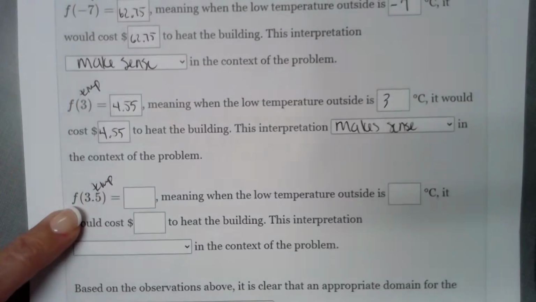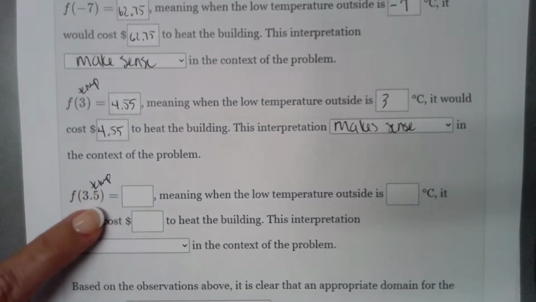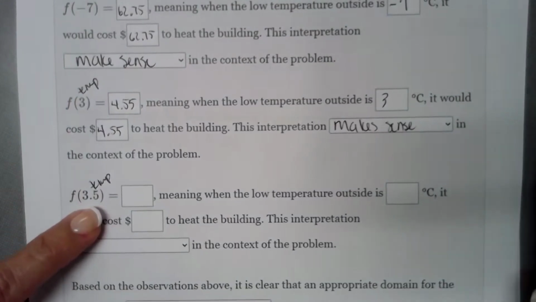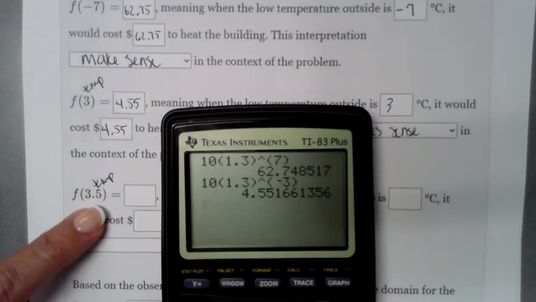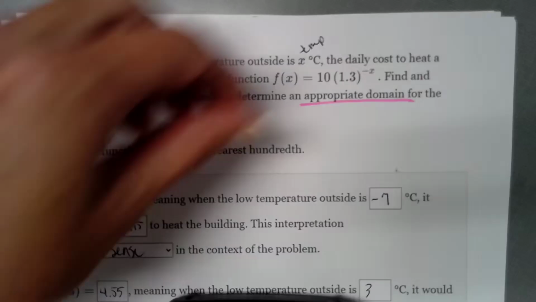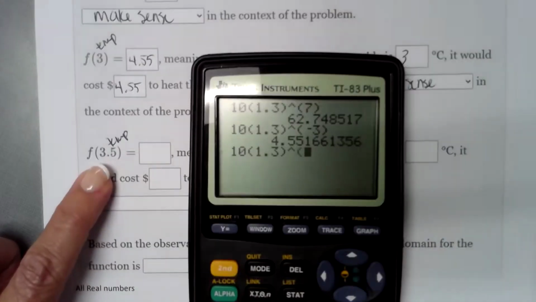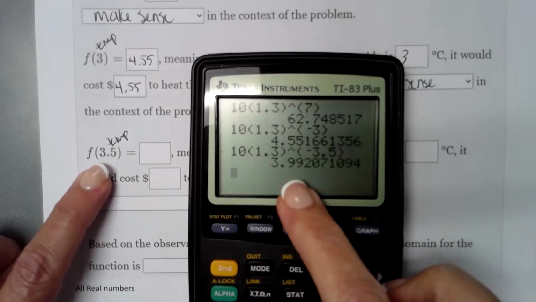3.5, again, that would be your temperature. Well, we know that temperatures outside don't have to be whole numbers. We can have 3.5 degrees Celsius. So we already know that makes sense, but let's plug it in to get our numbers. 10 parentheses 1.3 caret key. Remember, there's a negative on the x, so that's going to be -3.5. And we get 3.99.